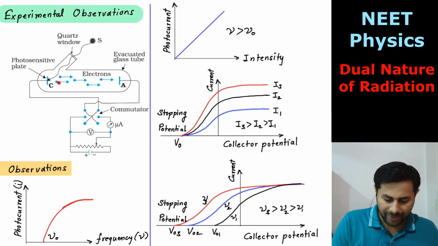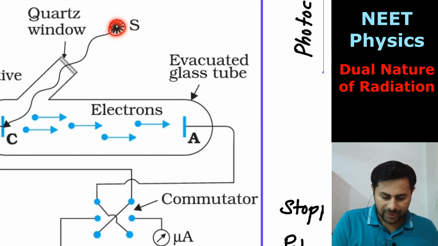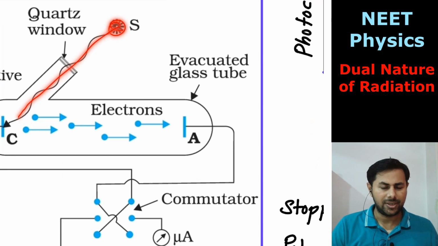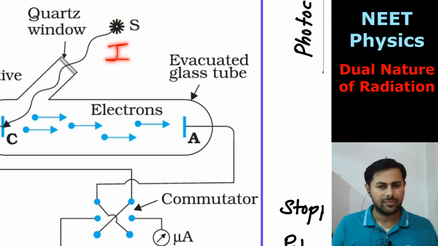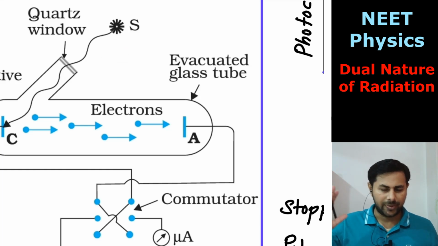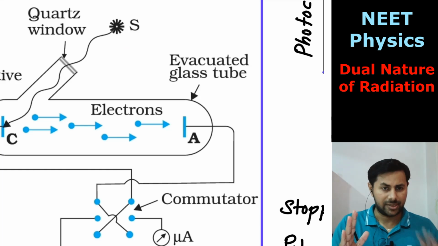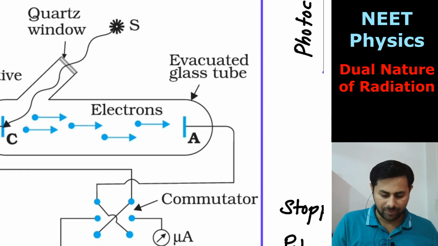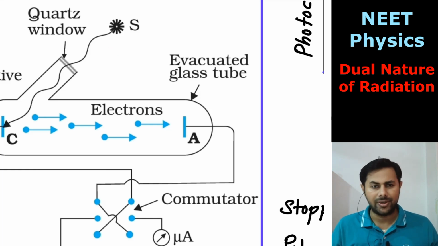So if the maximum energy of electrons is the same, that means the energy that they are getting from light is also the same, and it does not depend on the intensity. If the energy you need to apply to stop electrons is the same in all three cases for intensity I1, I2, I3, that means the energy of electrons does not depend on intensity. The energy the electrons are getting from light does not depend on intensity.